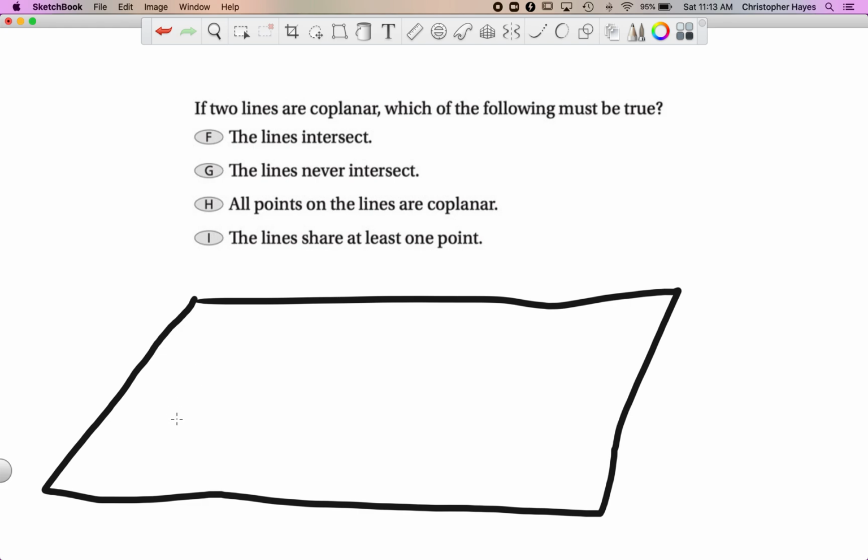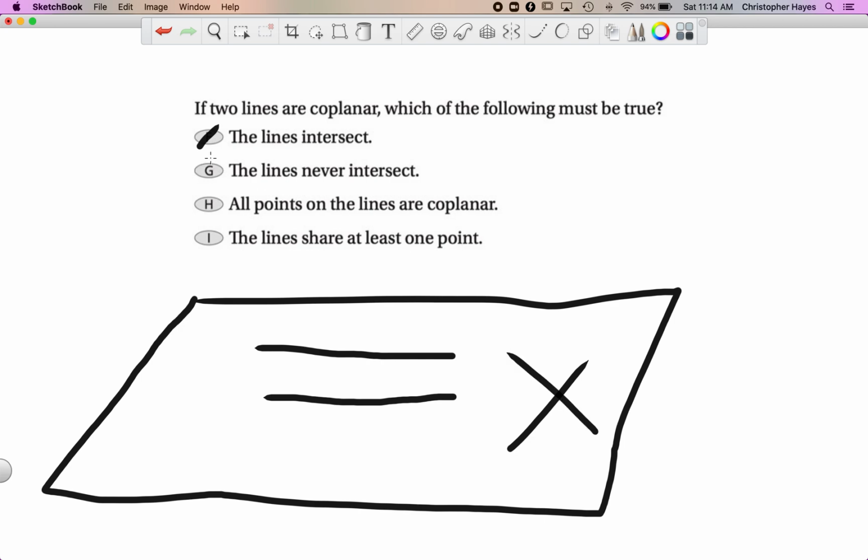The lines intersect. Okay, so there's a line on the plane and there's a line on the plane and they intersect right here. So that could happen, but it could also be the case that here's a line on the plane and here's a line on the plane, and they are what are called parallel lines. And parallel lines never intersect. So the lines intersect, well, maybe they're parallel, so no. The lines never intersect, well, maybe they're like this one, and they do intersect, so no, it can't.